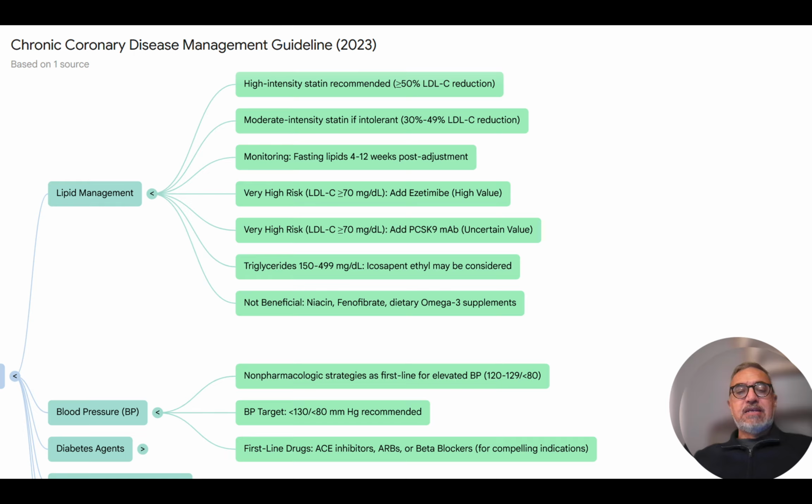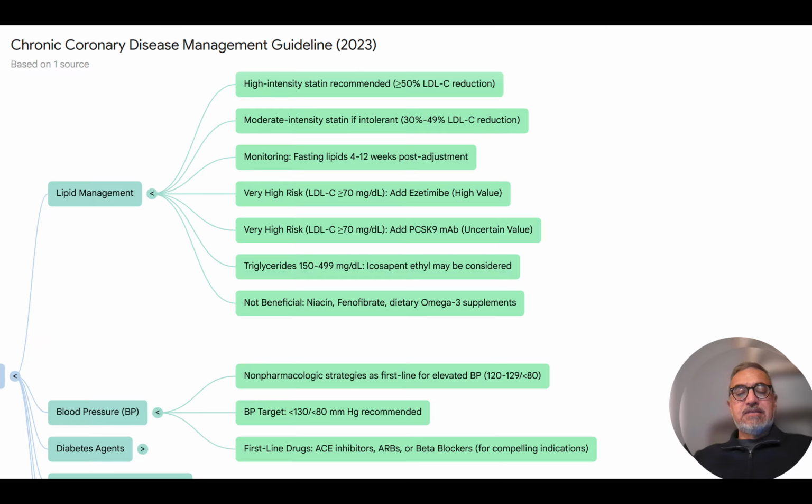For very high-risk patients with LDL-C greater than or equal to 70, currently the guidelines are 55, add Zetia or PCSK9 agents. For those in whom triglycerides are 150 to 499, icosapent ethyl could be considered. The things that were found not to be beneficial include niacin, fenofibrates, and dietary omega-3 supplements.